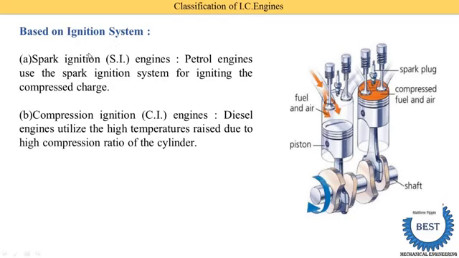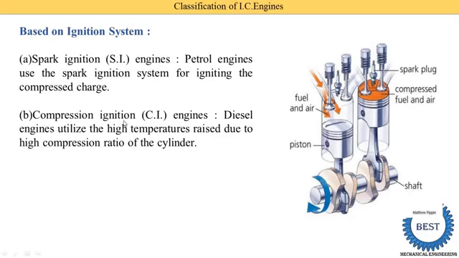So the first one is spark ignition. In short, spark ignition is known as the SI engine. A petrol engine uses the spark ignition system for igniting the compressed charge. Okay, so this is the engine. Here you see one component, it is a spark plug. The spark plug creates the initial spark, and due to this spark the compressed petrol and air start to combust. Then high pressure is created and some work is produced by the piston.